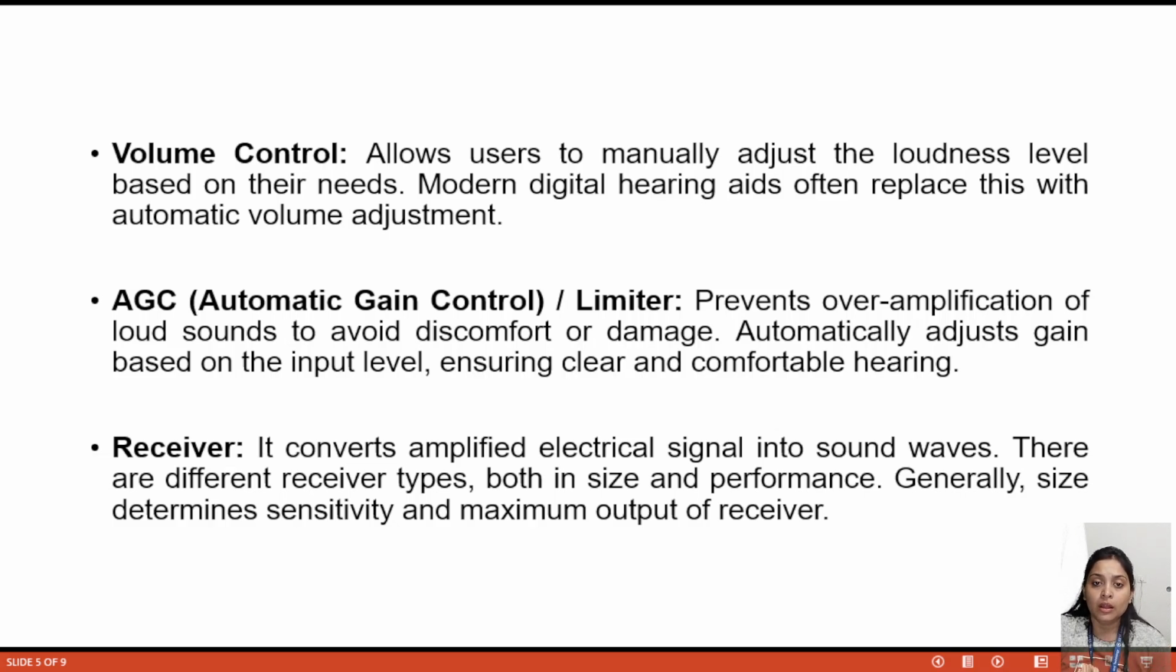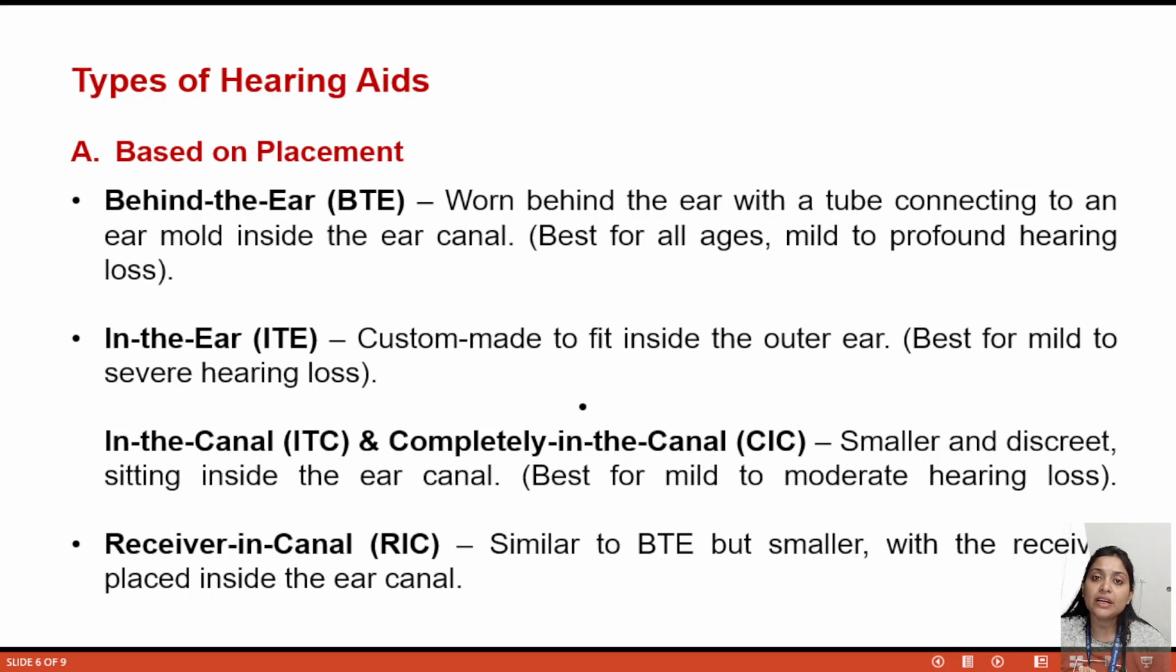Okay. Now we will discuss different types of hearing aids. There are basically different types based on the placement, and nowadays also digital, analog and different things. So first of all we will discuss based on the placement.